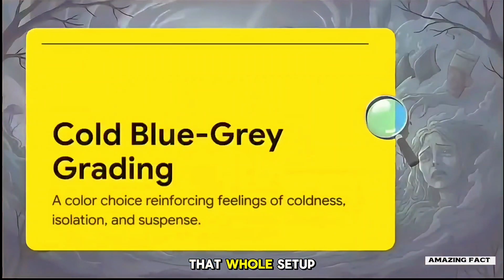And blanketing that whole setup is a foundational cinematic choice. We're talking about a consistent, cold, blue-gray color grading used throughout the scene. This isn't just an aesthetic preference. This color grading sets an eerie visual baseline that literally primes the audience's psychology for what's next. Blue and gray tones visually drain the warmth and life out of the room. It reinforces feelings of coldness, isolation, and suspense. You actually feel a chill in the air before the first knock even happens.